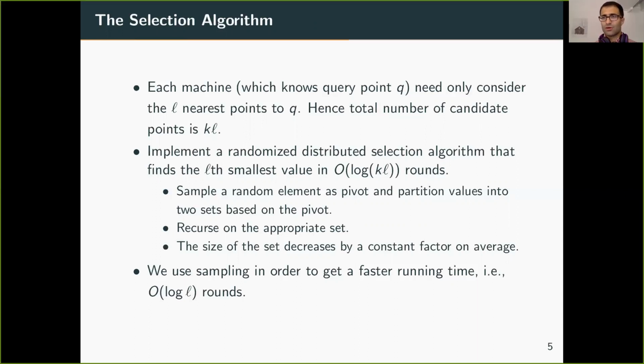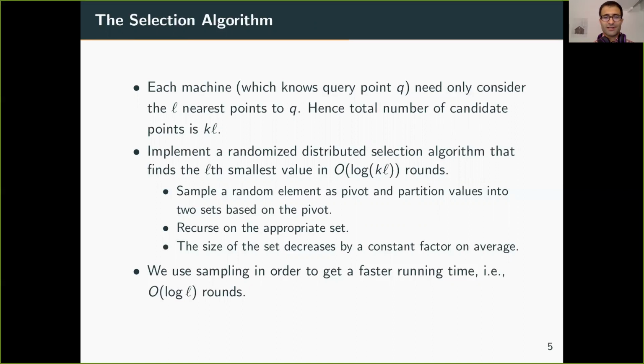and sends it to other machines, and all the machines divide their data compared to that pivot value: the data that are less than the pivot value and the data that are bigger than the pivot value. And looking at the size of the set on each side, it decides to pick one of them and throw away the other one. And if you continue, you can find the L-th smallest value in log of search space, because you are reducing the search space by a constant factor. So here you will get log of kL rounds.